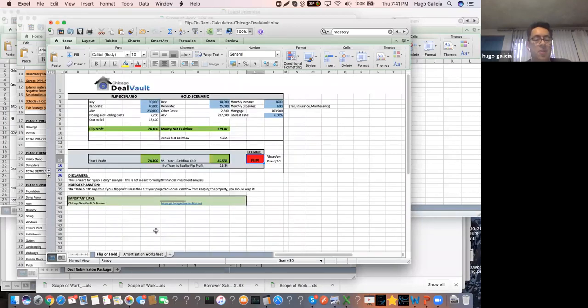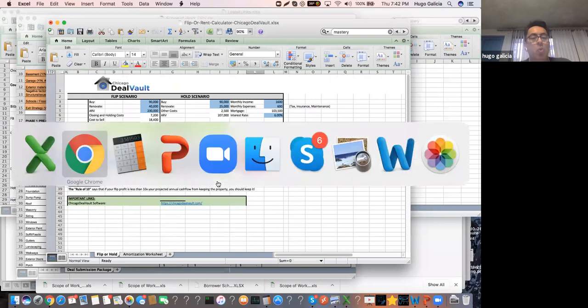So this is going to help you know not only how soon you can pay off the property, but also whether you should flip or rent. So we're going to be covering that.